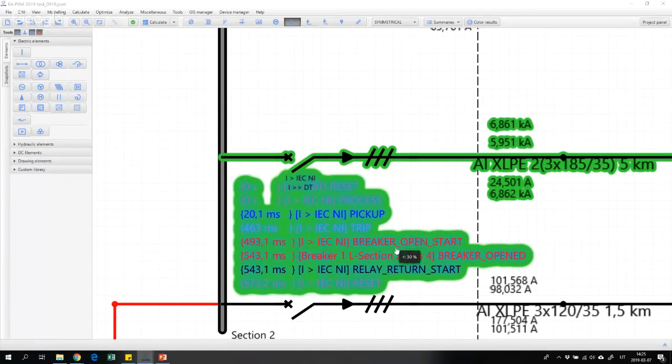But the important thing for us is that the breaker open command was sent 493 milliseconds after the short circuit, and the breaker took about 50 milliseconds to open. So after 543 milliseconds, we have our short circuit disconnected. As we remember from the previous analysis, our cable will be capable of withstanding the maximum short circuit current for over 8 seconds. So this kind of time is good for us.